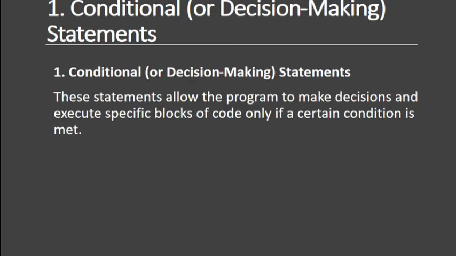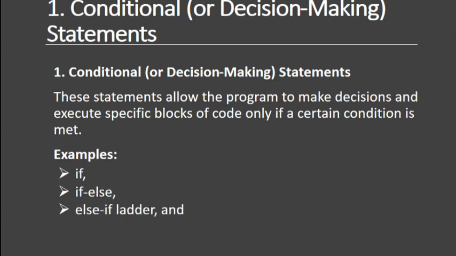First, conditional or decision making statements are divided into four categories. Conditional or decision making statements allow the program to make decisions and execute a specific block of code only if a certain condition is true.